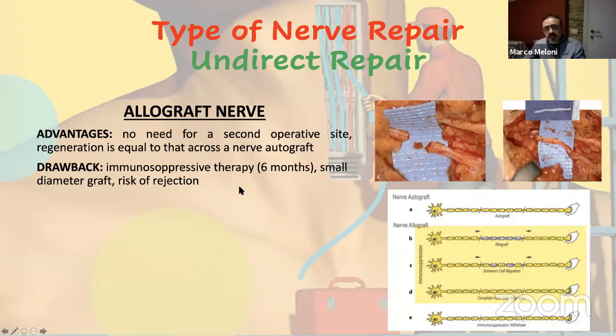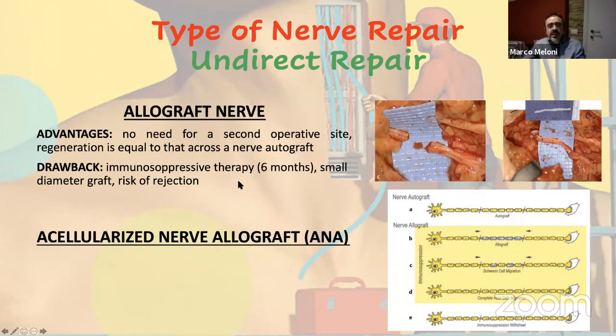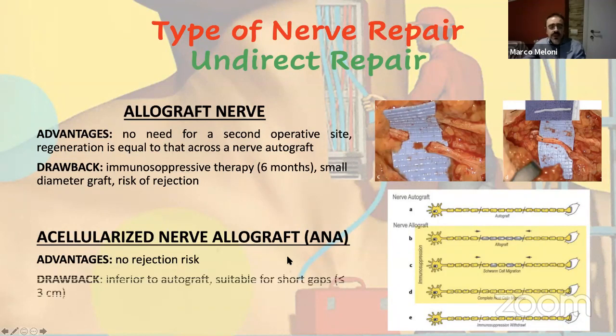An alternative is to use an acellularized nerve allograft. In this case, the allograft was treated to remove the immunogenically active part, the Schwann cells. So in this case, there is no need for immunosuppressive therapy because there is no rejection risk. But the acellularized nerve allograft is inferior to allograft in terms of regeneration, and suitable for short gaps, less than 3 centimeters. And that's because the Schwann cells, even if from a cadaveric donor, have a role.